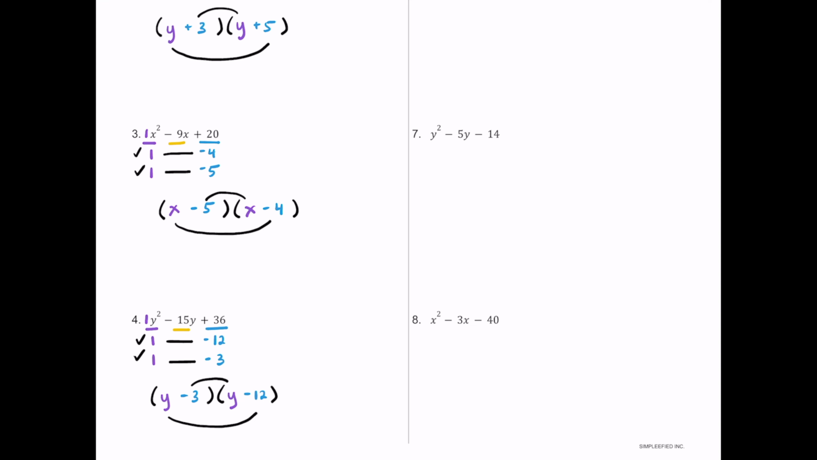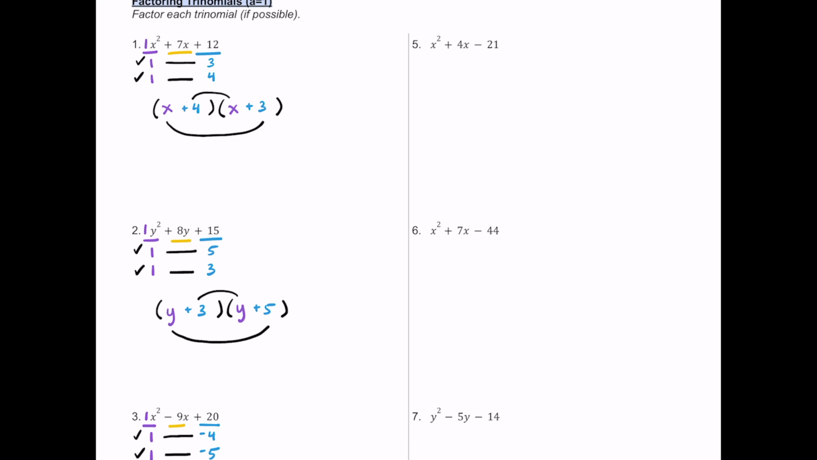Okay. For number 5, let's go ahead and see what we have. Let's put a 1 here just so we can see it. This is a 1 and a 1. And then for this negative 21, be careful here. There's 1 and 21, then 3 and 7. I'm going to use 7 and 3, but keep in mind that it's a negative 21, so one of these has to be negative. Now, which one?